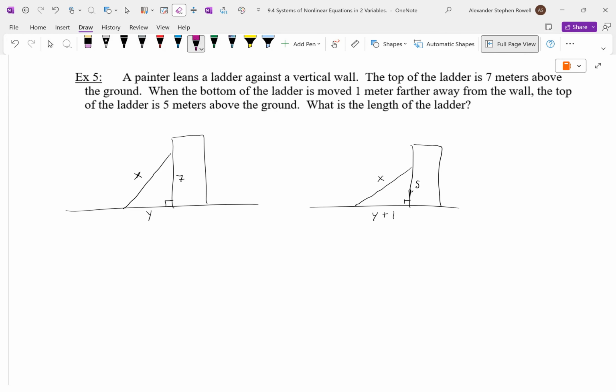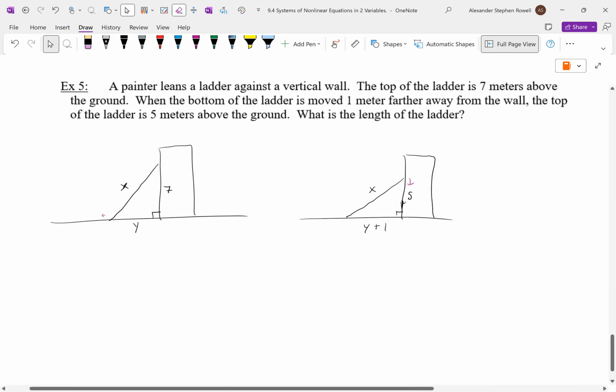Does that bother anyone that we just scooted the ladder 1 meter to the left and it dropped 2 meters? That bothers you? You can find the rate that they're moving using calculus. It's an interesting calculus problem, related rates, yeah. It's unintuitive, right?